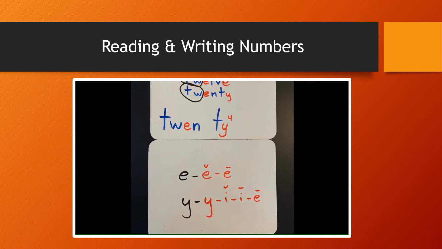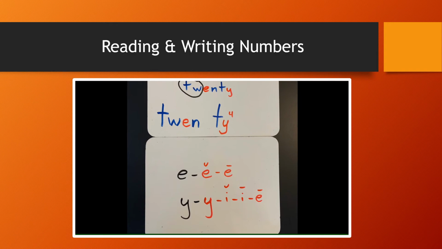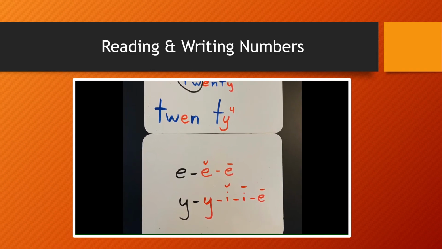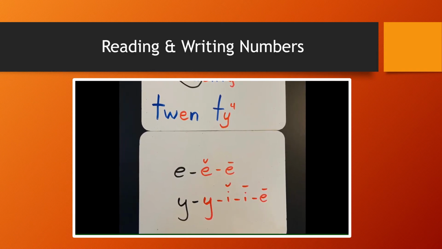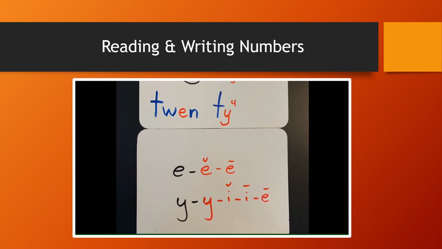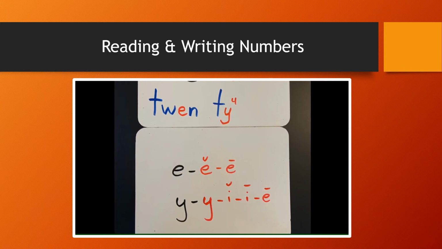E says E in the word twenty, it's making its first sound. Y has four sounds, Y, I, E. In this case, it is making its fourth sound, E.